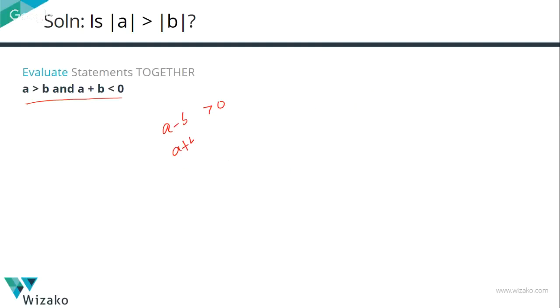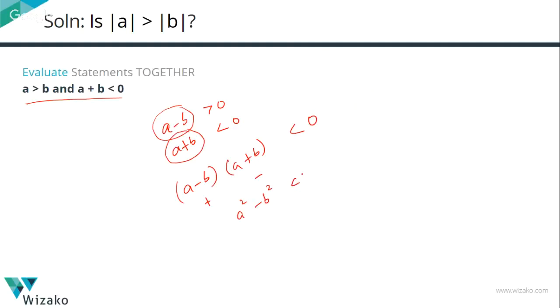Statement 2 is A plus B is less than 0. We have a number which is greater than 0, and another number which is negative. A positive number and a negative number, if I multiply them, I'll get a negative number, because A minus B is positive and A plus B is negative. Positive into negative will result in a value which is negative. A minus B into A plus B is nothing but A square minus B square, which is less than 0.